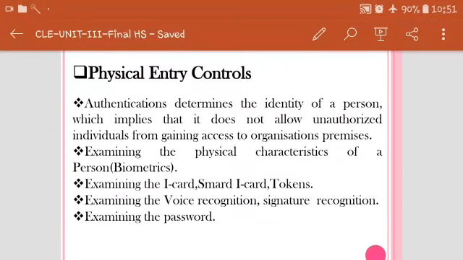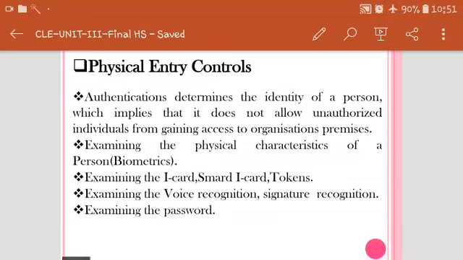Authentication determines the identity of a person, which implies that it does not allow unauthorized individuals to gain access to organization premises. Exactly, as in the definition already given, if any person wants to come into an organization, the security guard has the responsibility to check his or her identity card, I card. If he doesn't have any I card, at that time take the credential from that person.